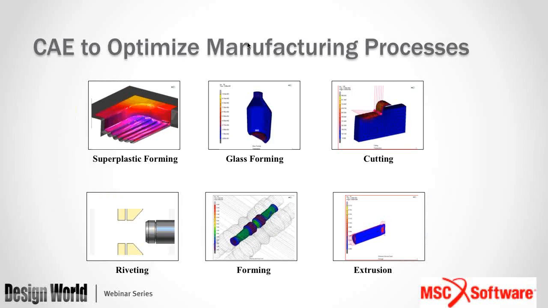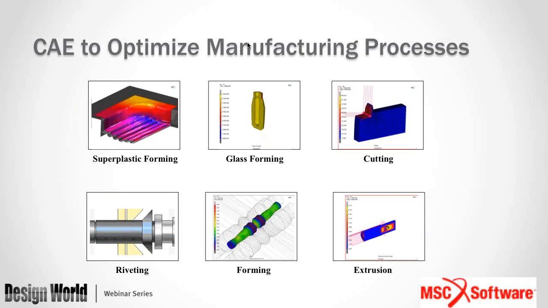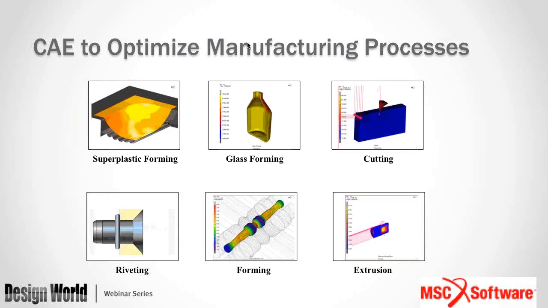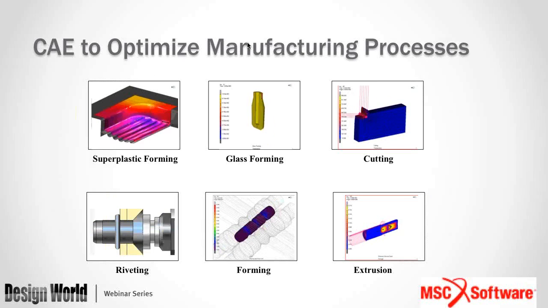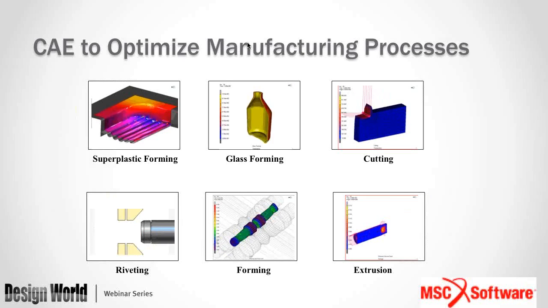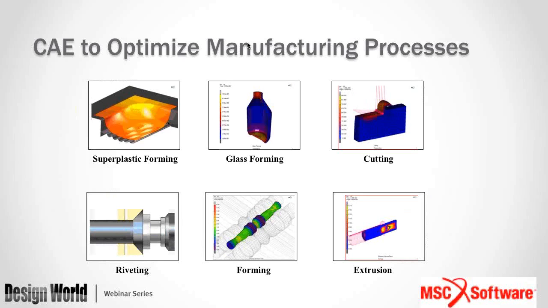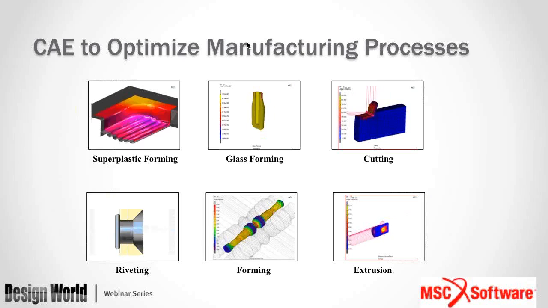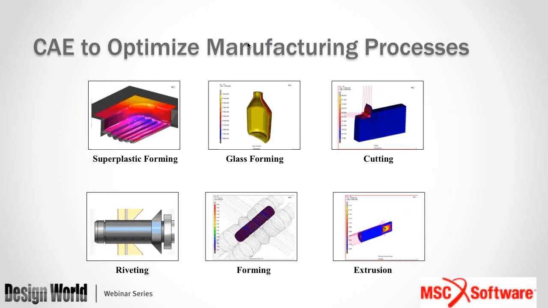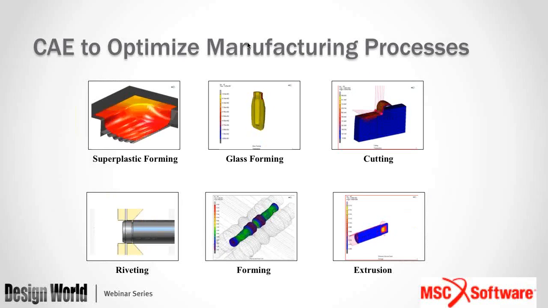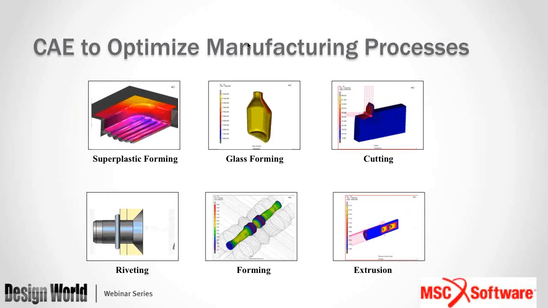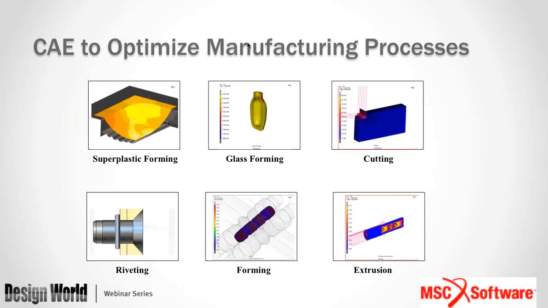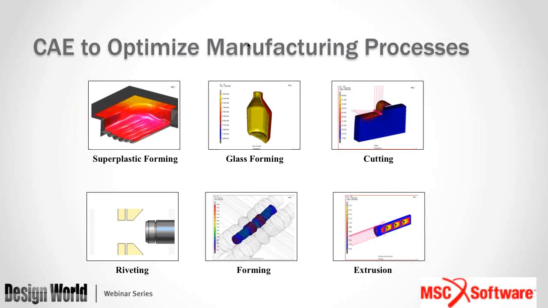On this slide, another big challenge, of course, is the simulation of the actual manufacturing process itself. Coming up with appropriate process parameters for any of these various forming processes, which could include roll forming, superplastic forming, hydroforming, or blow forming, can be very challenging. The same goes for processes like cutting, riveting, or extrusion.